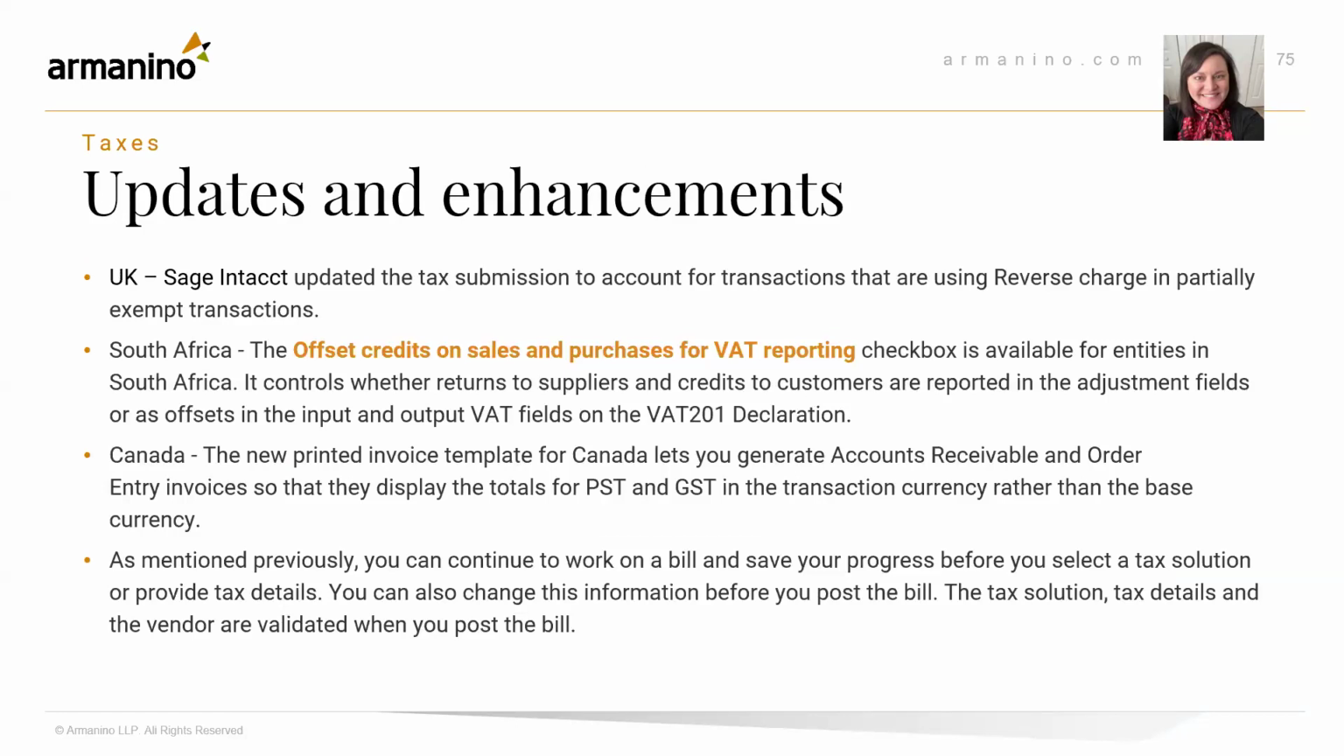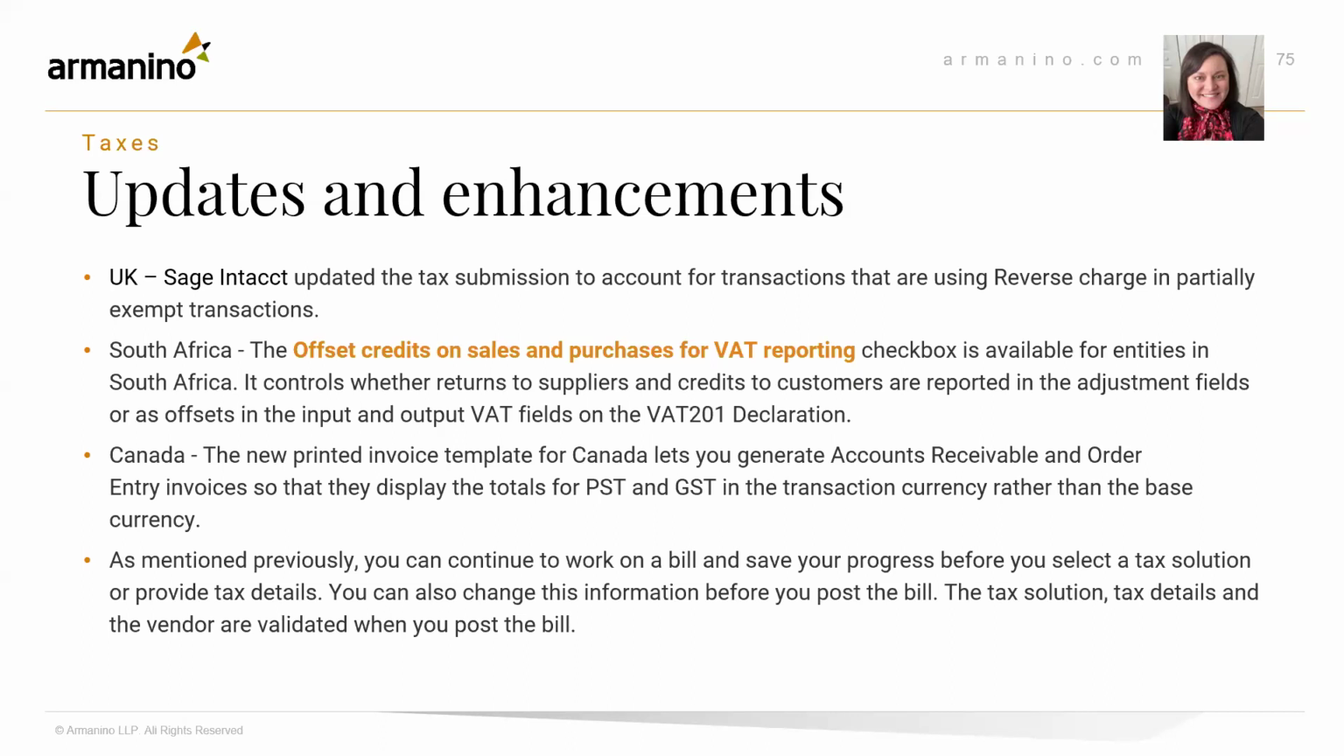All right, so updates and enhancements for other countries. UK, United Kingdom. Sage Intacct updated tax submission to account for transactions that are using reverse charge in partially exempt transactions. For South Africa, the offset credits on sales and purchases for VAT reporting checkbox is available for entities in South Africa. It controls whether returns to suppliers and credits to customers are reported in the adjustment fields or as offsets in the input and output VAT fields on the VAT 201 declaration.